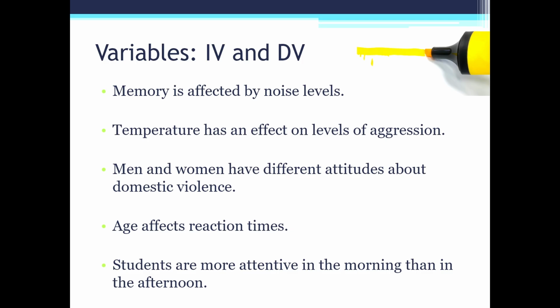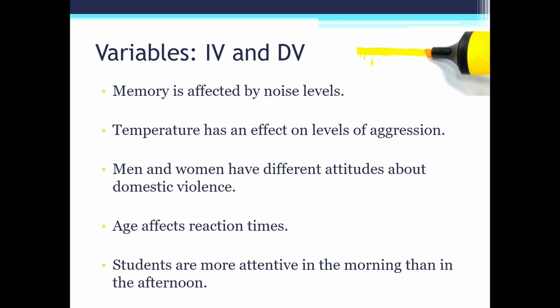Age and reaction time, so we're measuring reaction times, that's the DV. Our age might affect it, might be the cause of the reaction times, because if we're older we might have slower reaction times, so that's our IV. And then finally, students, whether they're attentive in the morning or in the afternoon, so we're measuring how attentive they are, and then we're doing that in two groups, in the morning or in the afternoon, so they might be a little bit sleepier in the afternoon, for example.